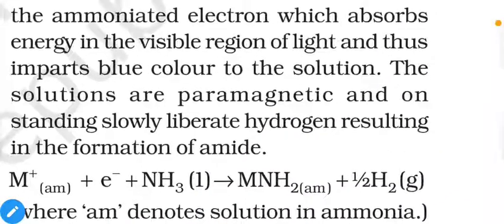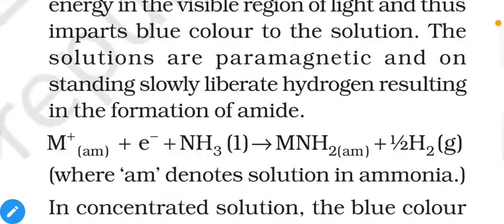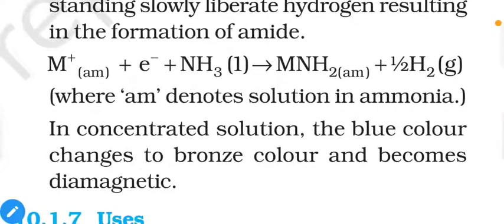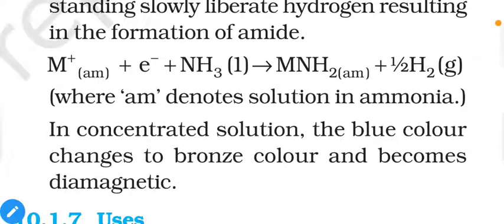The solutions are paramagnetic and on standing slowly liberate hydrogen, resulting in the formation of amide. So metal plus ammoniated electron gives MNH2 and half mole of H2, where am denotes solution in ammonia. If water is present, then it will be aqueous solution. Here we have ammonia as a solvent, that's why am is mentioned.